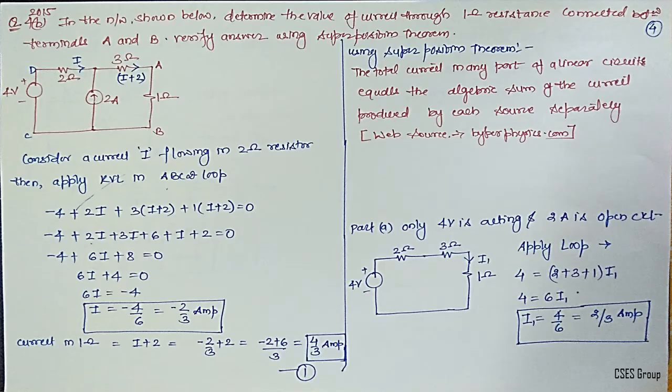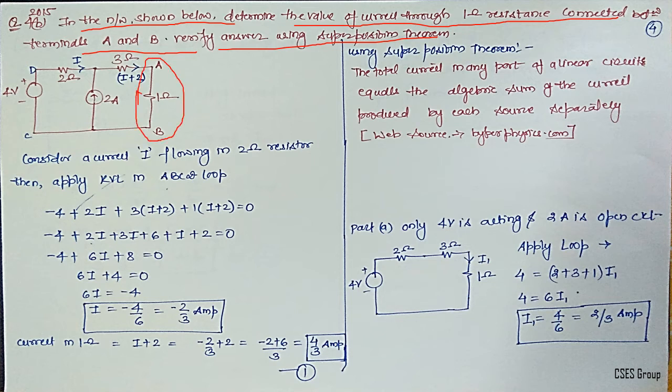The next question is, in the network shown below, determine the value of current through 1 ohm resistance connected between the terminal A and B. Verify the answer using superposition theorem. Okay, so where is A and B? This is the A and B. So here a 1 ohm resistance is connected. You have to calculate the current which is flowing here, and then you have to verify this using superposition theorem.